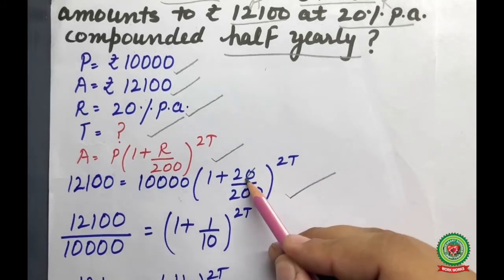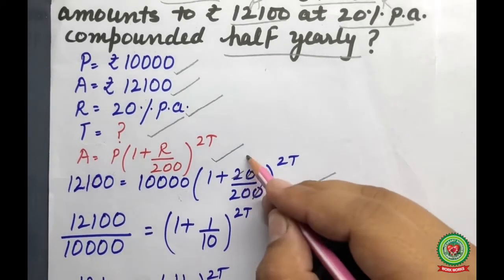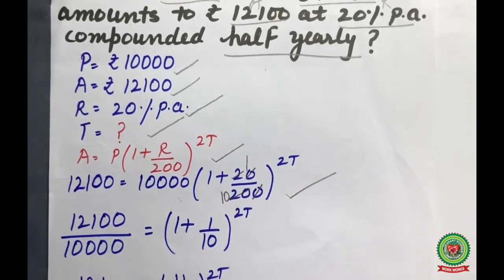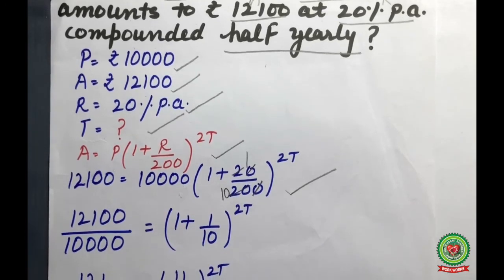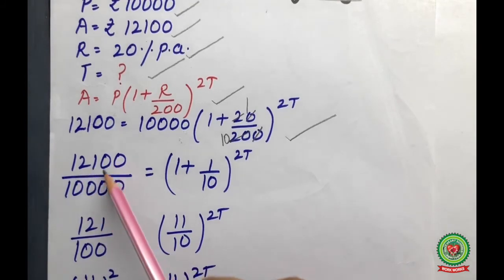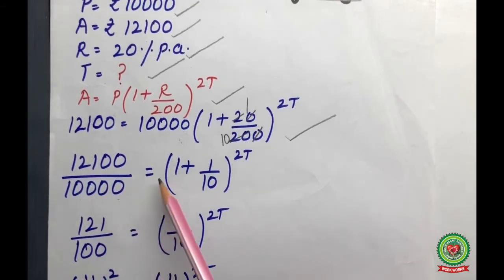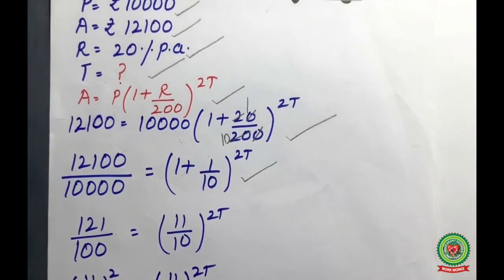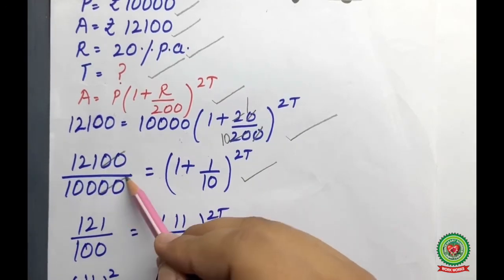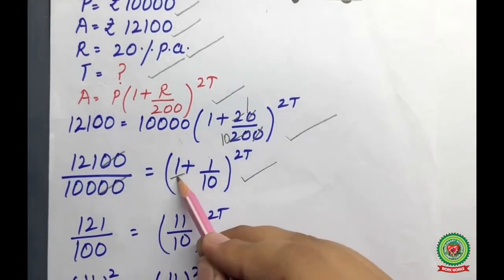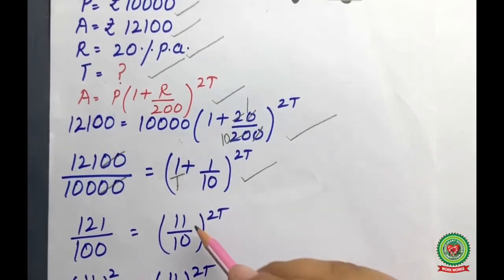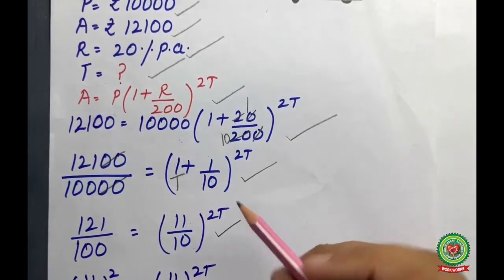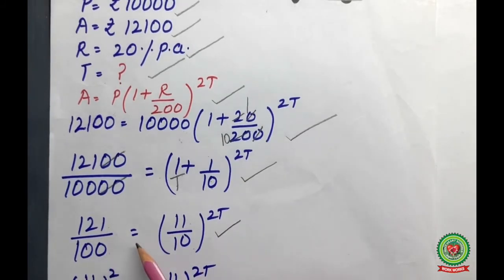Now we are going to do the cutting of 0 and 0. And we are also going to do the cutting of 2 with 20. So on cutting, we get 1 upon 10. And we are going to shift this 10,000 on the other side. So on shifting, we get 12,100 upon 10,000 is equal to 1 plus 1 upon 10 raised to power 2t. Now we are going to do the cutting of these zeros with this one. And now we are also going to take the LCM of 1 and 10. On taking LCM, we get 11 by 10 raised to power 2t. So we get 121 upon 100 is equal to 11 by 10 raised to power 2t.